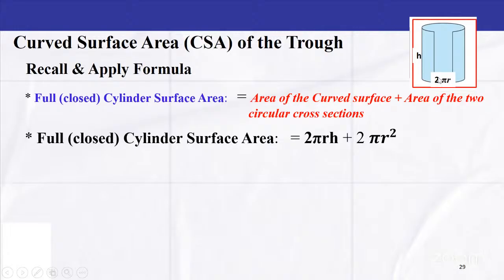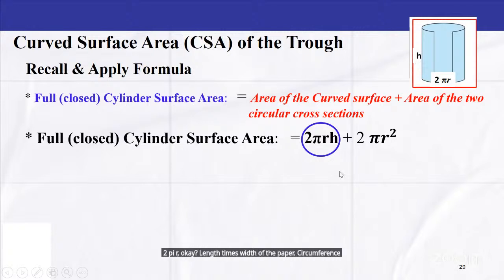So the full cylinder is 2 pi RH. Remember, this is 2 pi r times the h, the length of the paper times the width of the paper. 2 pi r times h gives us the curved surface. And then for the top and bottom, if it is closed, would be 2 times pi r squared, because one circle would be pi r squared. So 2 circles will be 2 pi r squared. All right? So what we really need here, look at it carefully: 2 pi r, length times width of the paper, circumference times height of the cylinder.